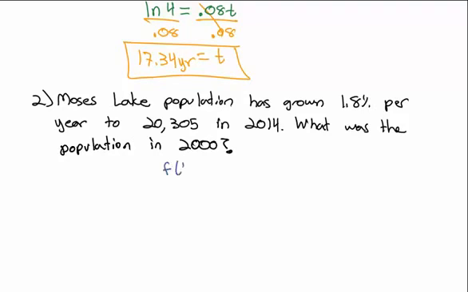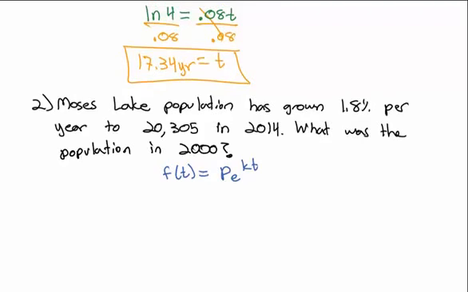Well, we know f of t is equal to Pe to the kt. Looking at what we have, the 1.8%, that's going to be our k as a decimal, 0.018. 20,000, that's the starting value that we're given, our P, in the year 2014. Now we could make the time 2014, but that usually makes it a bit more difficult. So let's call that our 0. Year 0 is when the population was 20,305, and then we'll use our time to say how far away from 2014 we are.